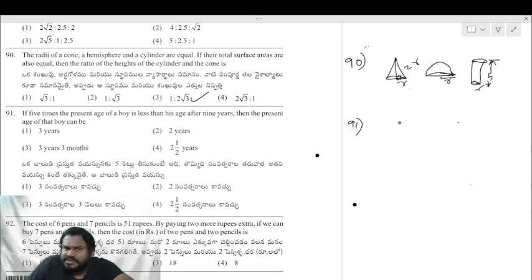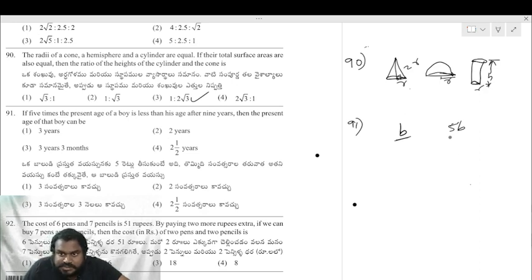Suppose I'll take boy's present age as B. 5 times his present age will become 5B. If 5 times the present age of a boy is less than his age after 9 years, then the present age of that boy can be. So present age is B I am taking.